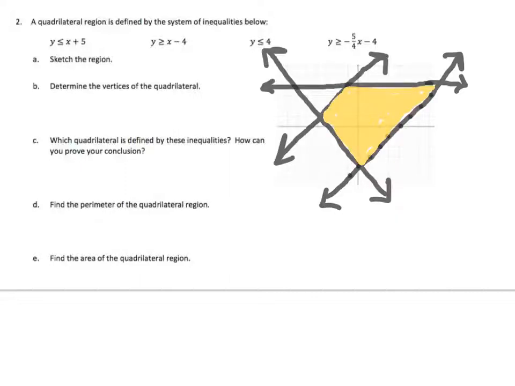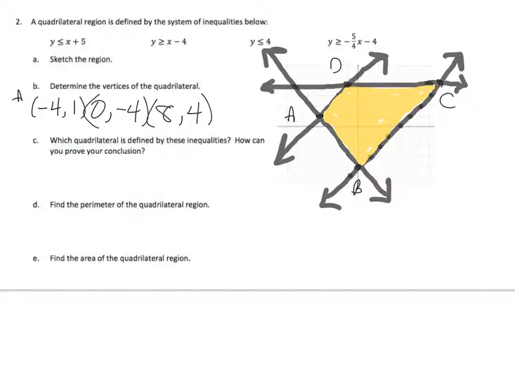Determine the vertices of the region. I've got -4, 1. We're going to make that A and go counterclockwise. Then it looks like I have 0, -4. And then over here, I'm at 8, 4. So this was B. C, I'm at 8, 4. And then D, -1, 4.